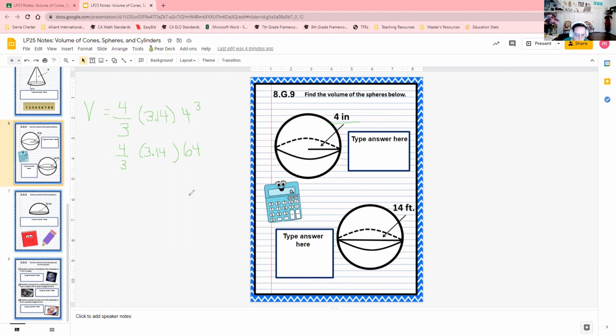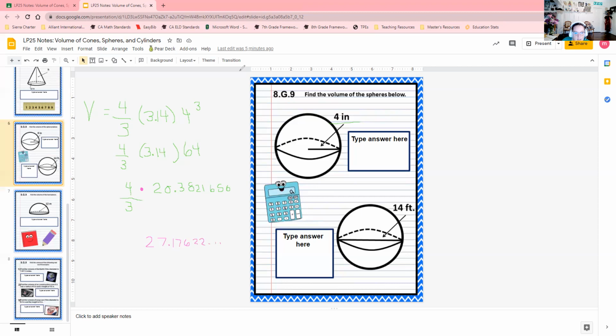64 times 3.14 is 200.96. Okay. And now we want to handle this 4/3. Now, plenty of people get tripped up by fractions, but I'm telling you, it's super easy. It's 4 times 200.96 divided by 3. And that gives me 267.94666... It's going to go on.